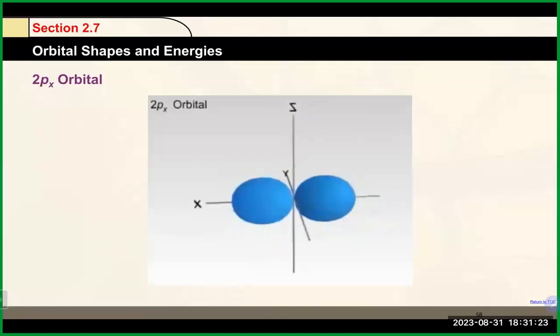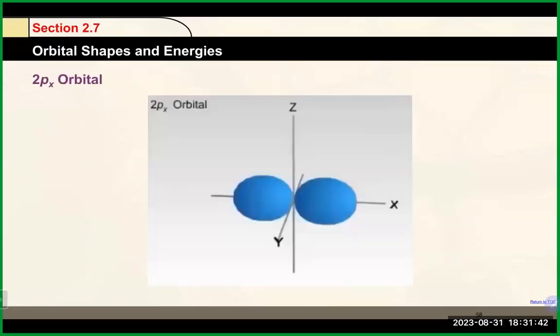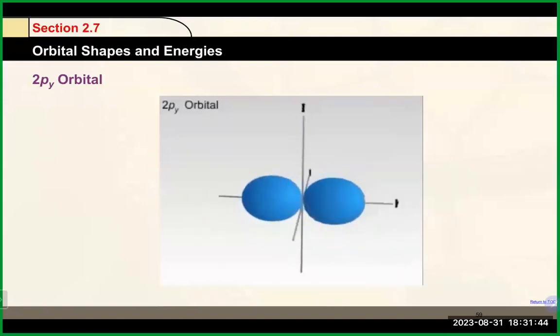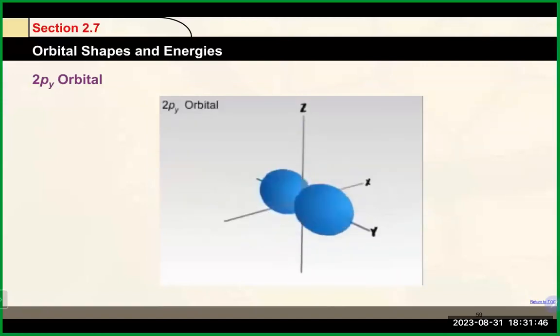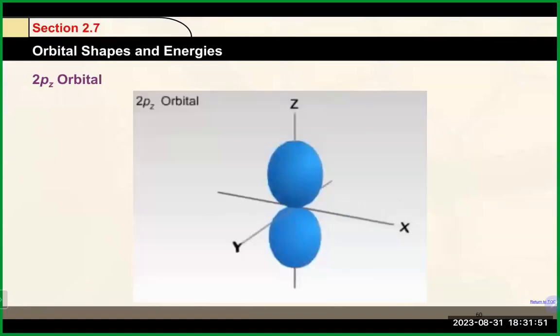Most of the electron density is in this area where the nucleus is in the middle, and those are probable spots where you can find the electron. There's the other one on the y-axis, and here's the one on the other axis. The 2pz orbital is in the shape of a dumbbell along the z-axis.